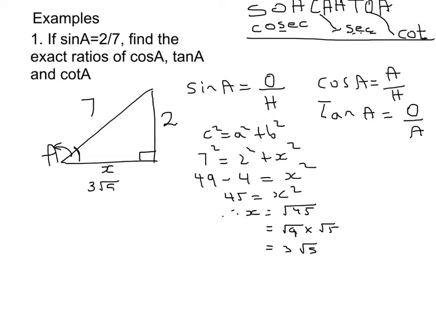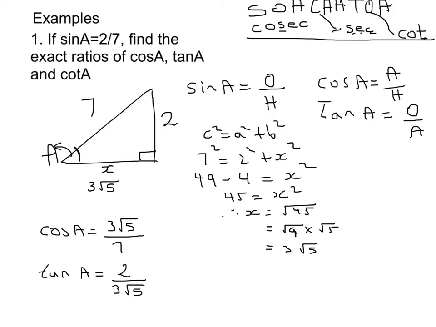That's my adjacent side. So, answering the question then, cos A is equal to adjacent, which is 3 root 5, over the hypotenuse, which is 7. Tan A is equal to opposite over adjacent, so that's 2 over 3 root 5.